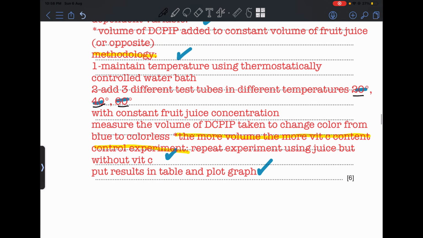Control experiment. You're going to repeat the experiment using fruit juice, but without vitamin C. So you can see really how much DCPIP it will take to change color. It should not change color because there's no vitamin C, of course. Put results in a table and plot a graph, or you can say repeat and take the average.